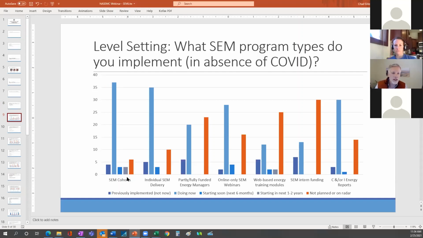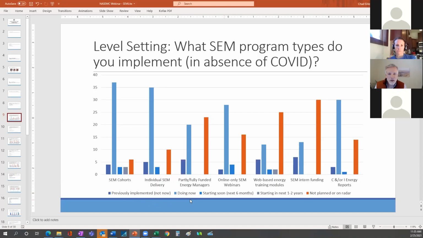So we can see, of course, SEM cohorts. And by the way, interpreting this graphic: red means it's not on their radar at all. Blue means something they've done before, but not now. The light blue would be what you're doing right now. So the tall light blue bars indicate things that are happening today, versus the other blue and gray bars between the light blue and the red, which would be things that are on the radar but maybe launching soon or further out. And again, red is like, I've never heard of this, or it's not on our radar at all.